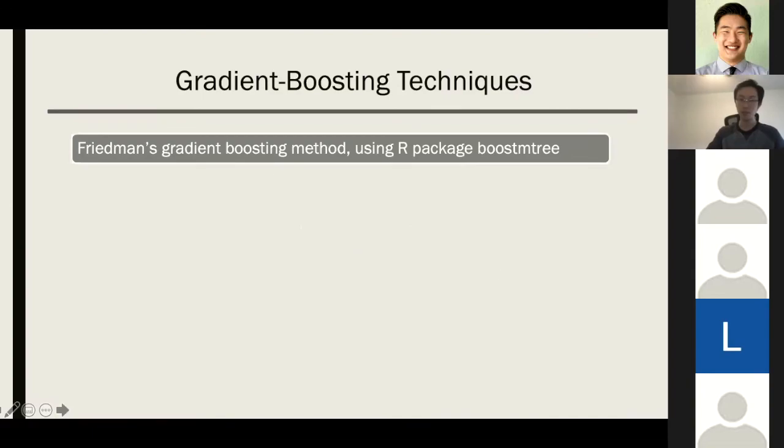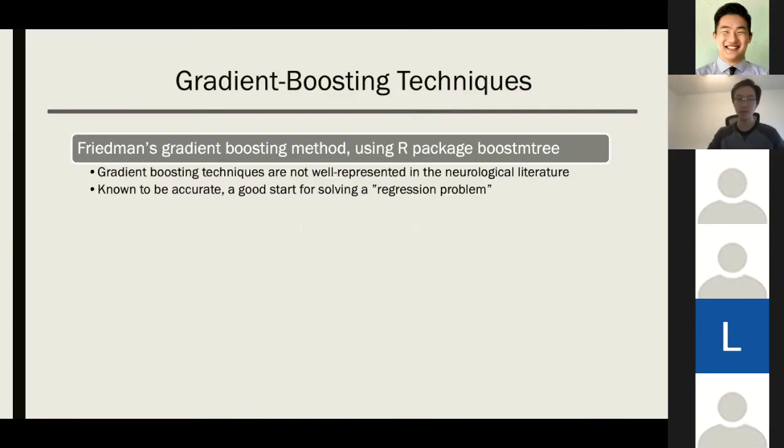So we just found an R package that can do that. And R is a standard statistical and machine learning software that many people use for these kinds of analyses. Gradient boosting techniques, as I said, are a specific flavor of boosting that hasn't been well represented in the literature yet. Maybe going forward, people will try to do this more, but as of right now, it's not very well represented yet.